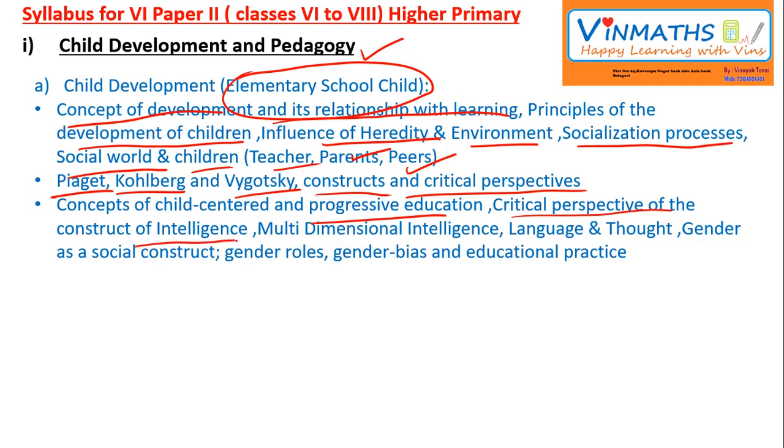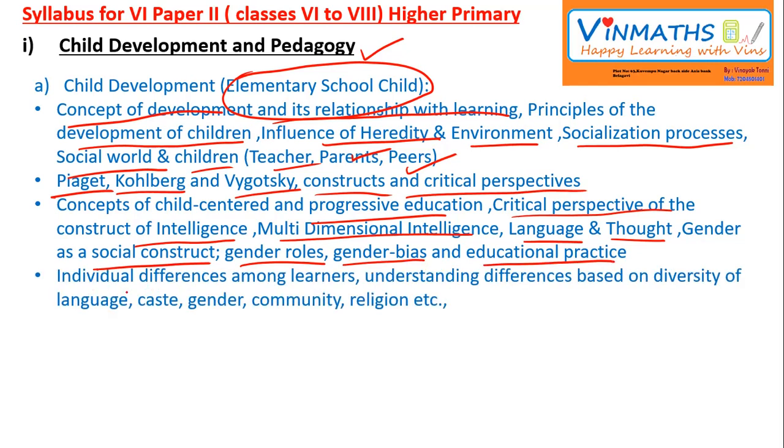Next point you have to cover the concept of children-centered and progressive education, critical perspective of the construct of intelligence, multi-dimensional intelligence, language, thought, gender as a social construct, gender roles, gender bias, educational practice. Individual differences among the children, understanding differences based on the diversity of language, caste, gender, community, religion, etc.